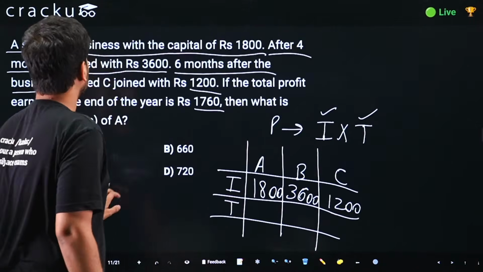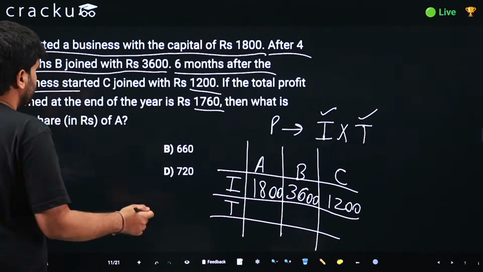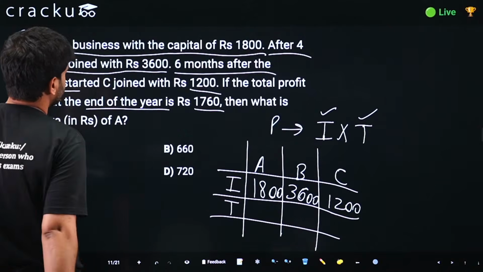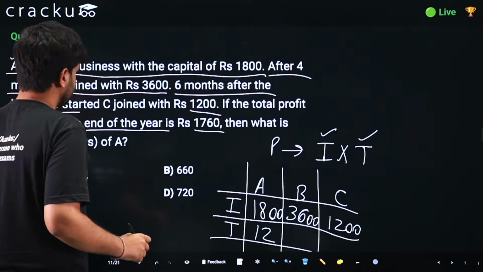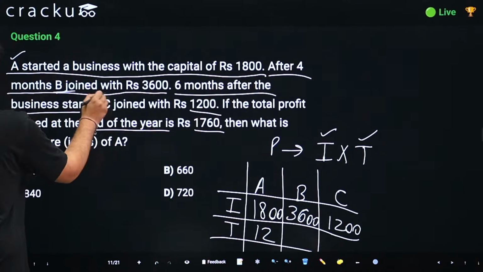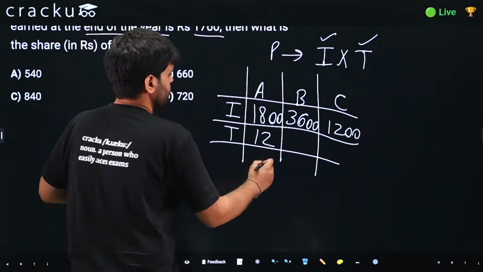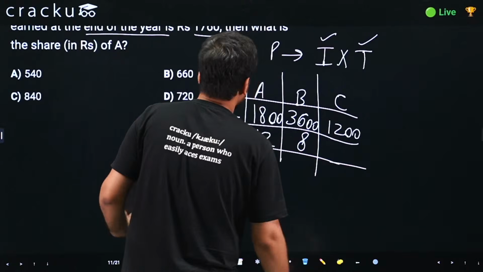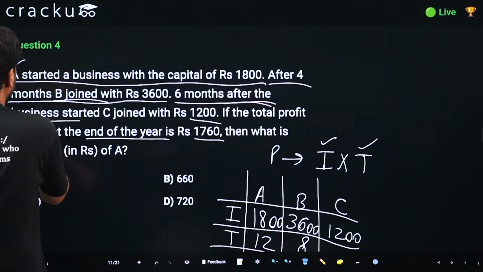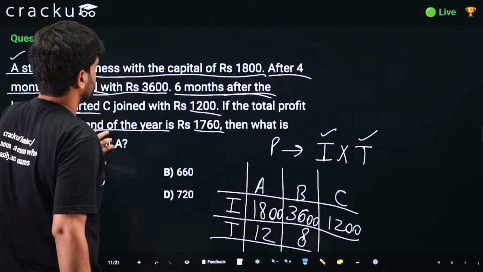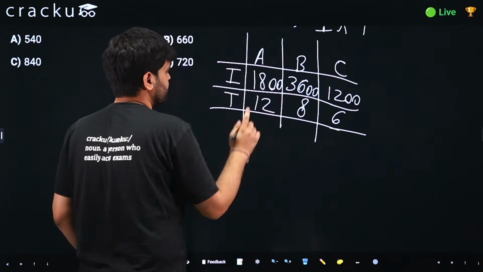The time for all of them: A started since the beginning and we are given the end of the year, so A would be 12 months. B joined after 4 months, so B would be 12 minus 4, 8 months. What would be C here? C joined 6 months after the business started, so C would be 12 minus 6, 6 months. That is the time duration for which C invested his money.